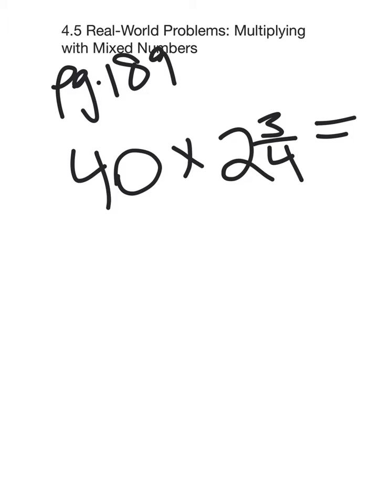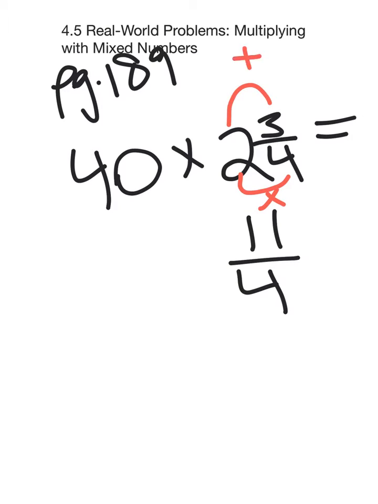First step is to always take your mixed number and convert it to an improper fraction. 2 times 4 is 8 plus 3 is 11. Our new improper fraction is 11 over 4. Remember, from the denominator to the whole number, you multiply. From there, you add. So, 4 times 2 gave us 8, plus 3 gave us 11. Our new improper fraction is 11 over 4. Remember, we're multiplying by 40. Now our new equation is 40 times 11 over 4.